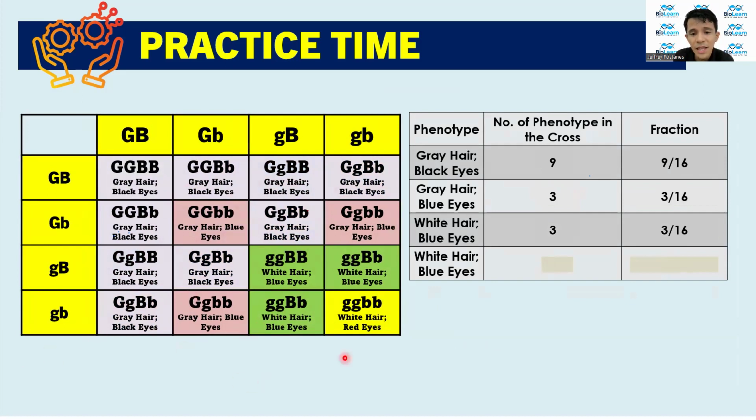And white hair, red eyes, no? No, white hair, blue eyes, I'm sorry. That's 1/16. Okay, so the phenotypic ratio is 9 is to 3 is to 3 is to 1.